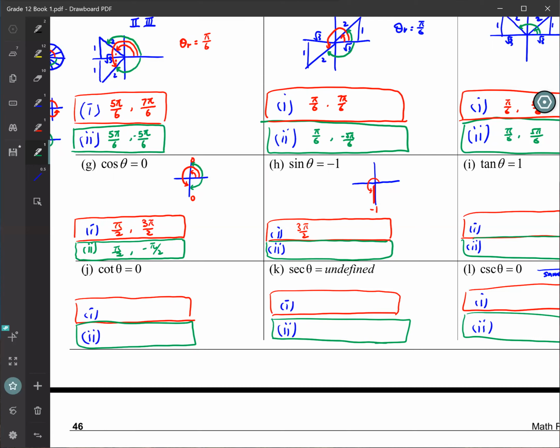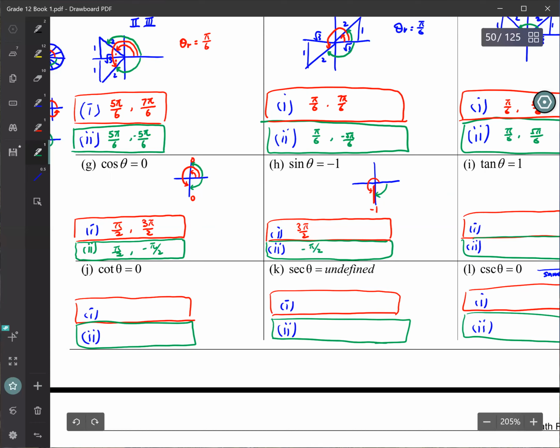Well, the green can only go up to pi. Remember? The domain only goes up to pi. So 3 pi over 2 will be outside the domain. You have to go to here. Negative pi over 2. Yeah, negative pi over 2.